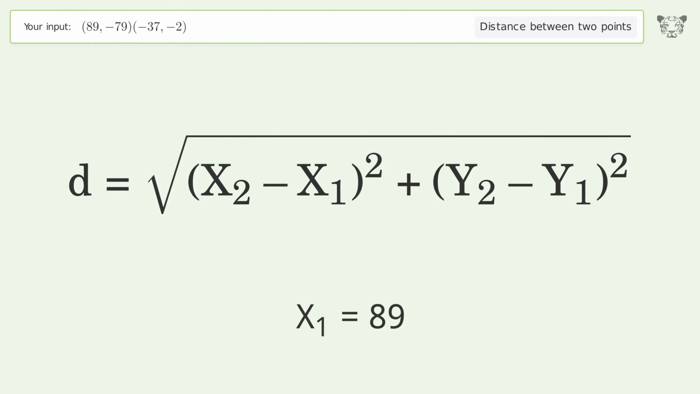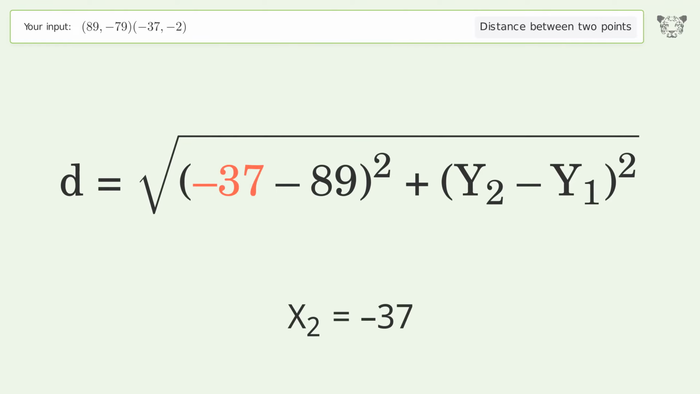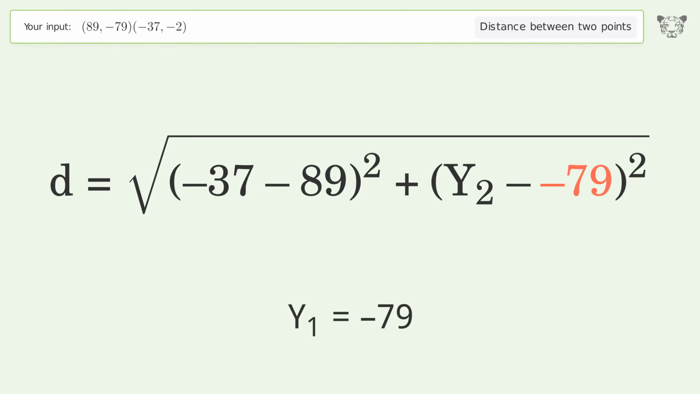x1 equals 89. x2 equals negative 37. y1 equals negative 79. y2 equals negative 2.